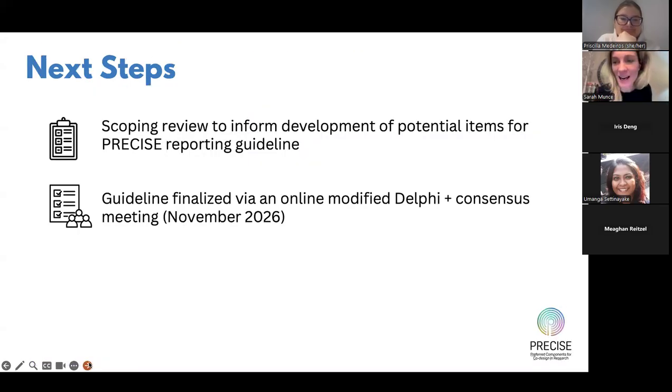So in terms of our next step, the scoping review is complete. We're submitting those results for publication, and then quickly moving to developing the surveys, which will be circulated as part of our modified Delphi process, and then culminating in our consensus meeting, which will be held in November of this year, with the aim to disseminate the guidelines in early 2027.